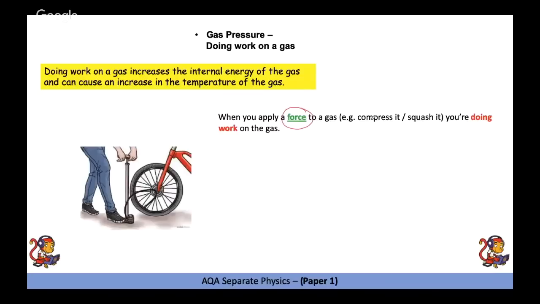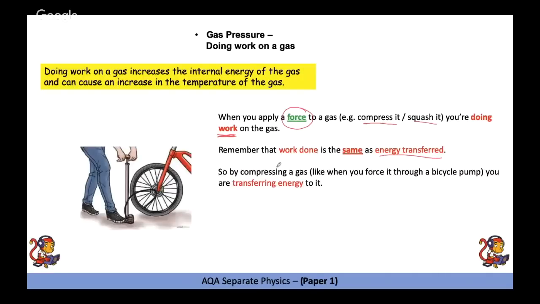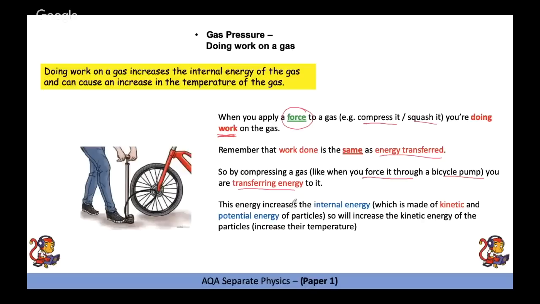When you apply force to a gas, say you compress it or squash it, you're doing work on the gas. When you do work on the gas, you're transferring energy into the gas. So remember that work done is the same as energy transferred. So by compressing a gas, like when you force it through a bicycle pump, you're transferring energy to it. Now this energy, what does it do? It increases the internal energy, which is made of the kinetic energy and potential energy of the particles. So we'll increase the kinetic energy of the particles. It will increase their temperature. By forcing them through a small hole, you're doing work on the gas, it's going to make it hot.